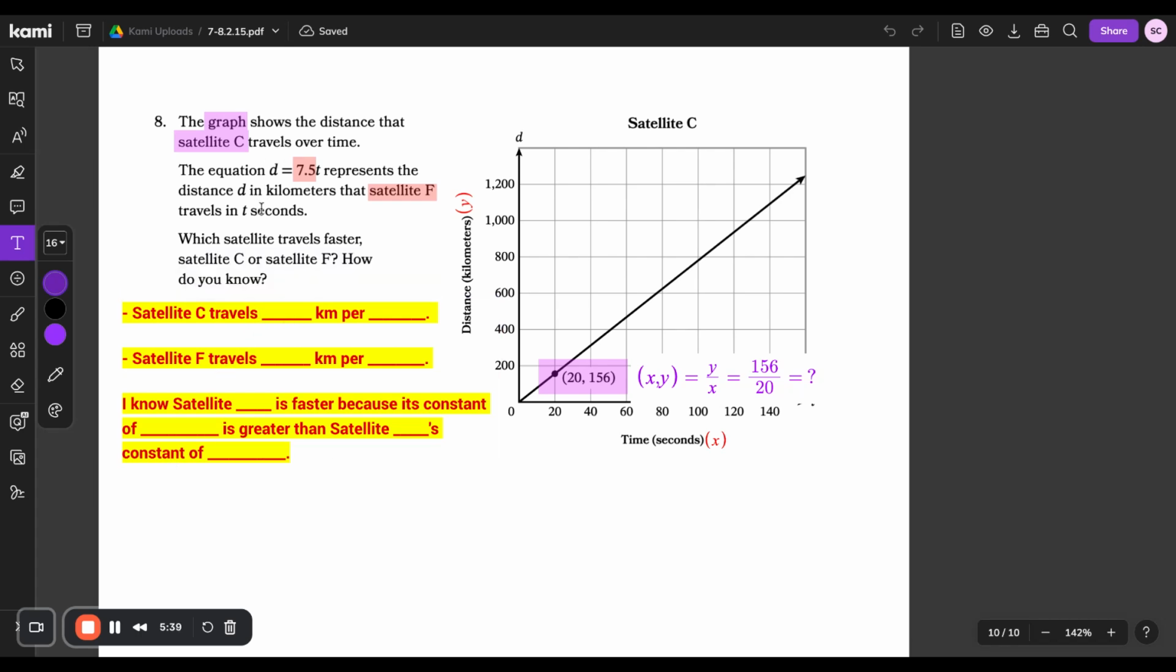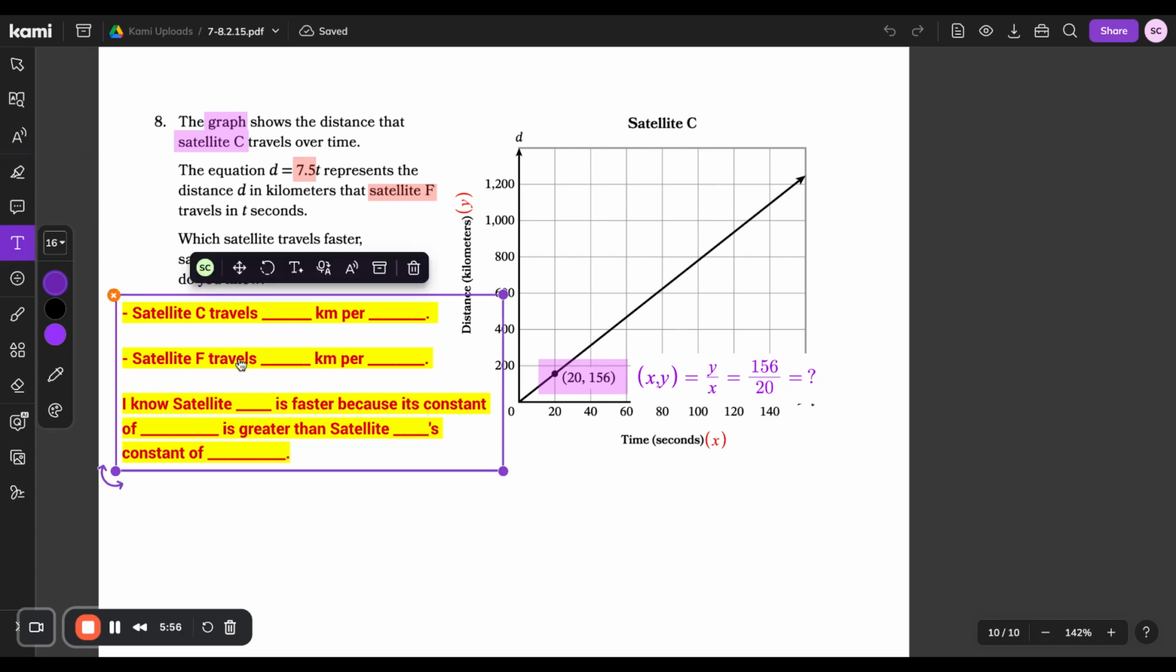And then for satellite F, they give you the equation D is equal to 7.5T. As you can see, the constant is actually already highlighted for you because the equation has already been created. You don't have to divide anything. You just have to see what your constant is in your equation. And then you're going to use that to fill in the blank for satellite F. How many kilometers does it travel per second?